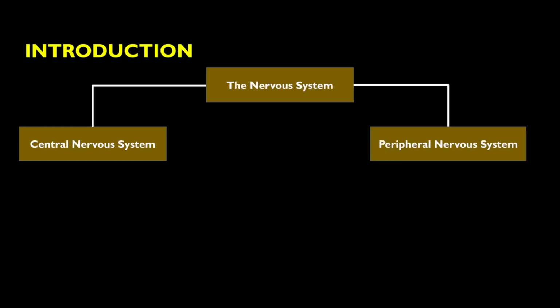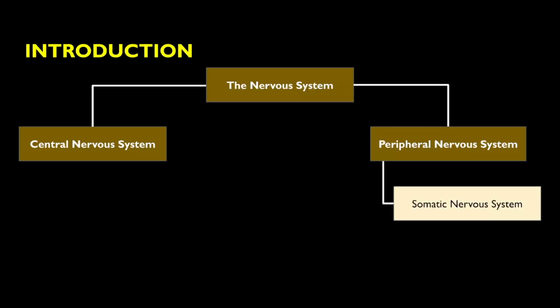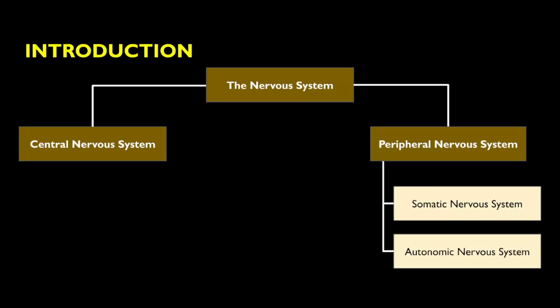Basically, the job of the peripheral nervous system is to establish a connection between the central nervous system and the peripheral organ, like the muscle, the glands, or everything else. Now, the peripheral nervous system consists of the somatic nervous system, which is also known as the voluntary nervous system. This, for example, innervates the skeletal muscles, which are under our voluntary control. Other than that, there's obviously the autonomic nervous system.